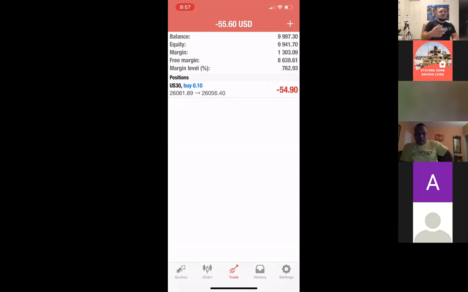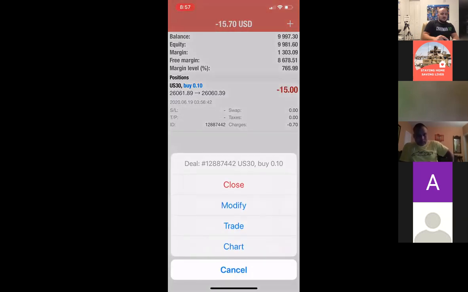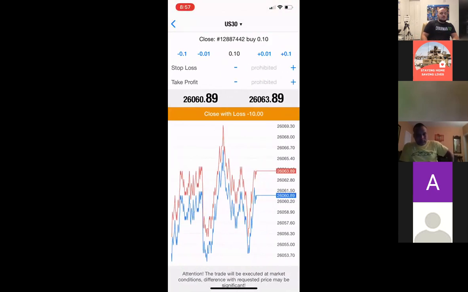So here's what you do. We did $1 a pip. You could have done it with Forex too at $1 a pip, right? You're going to come in, you're going to hover over it, and you're going to click it. And it looks like we might go into profit now. And now you're going to do the same thing, close. So remember, you did $1 a pip.